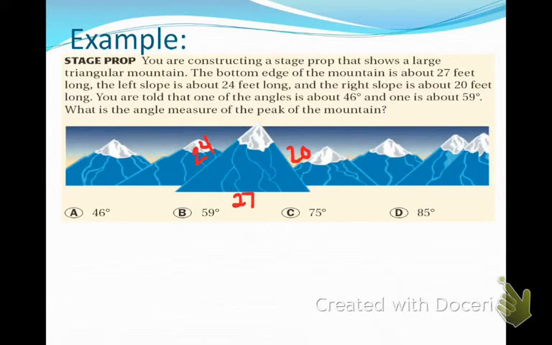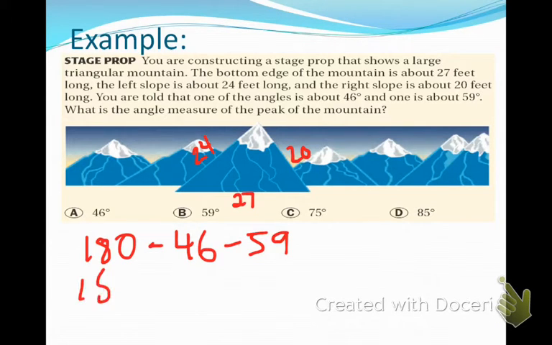So we would have to find the third angle of the mountain. So we've got, if one is 46 and one is 59, we don't know if 59 is the largest or the medium one, right? We don't know. So we would do 180 minus 46 minus 59. So that's the same thing as 180 minus 105, which equals 75.